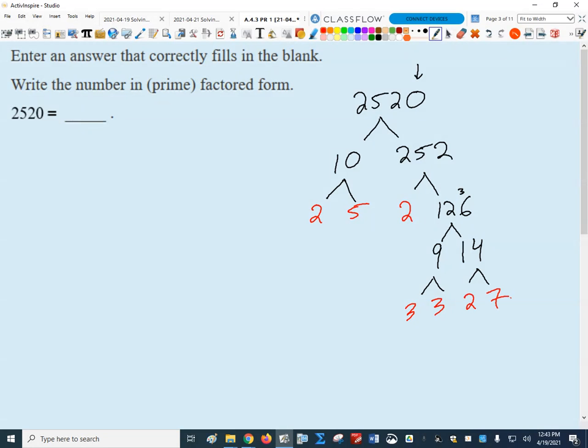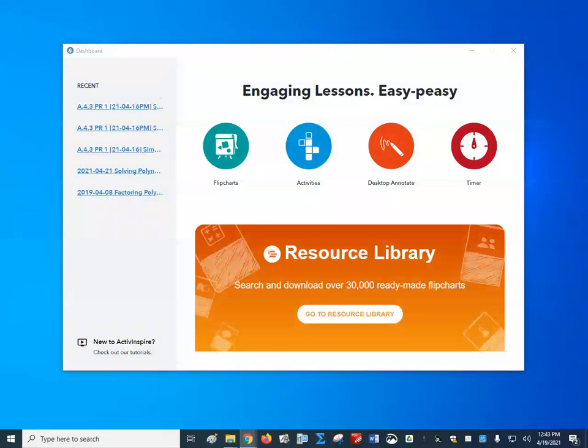We want to organize our answer. In math, we always want to be as organized as we can, because it makes it a lot easier. So when we're writing a number in prime factored form, we start with the smallest prime factors and work our way up. Well, we have some 2's. How would I write 2 times 2 times 2? 2 cubed. So I'm getting 2 cubed times, what's my next biggest prime factor?